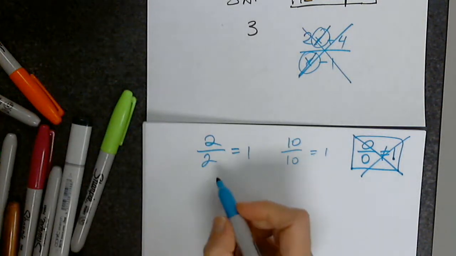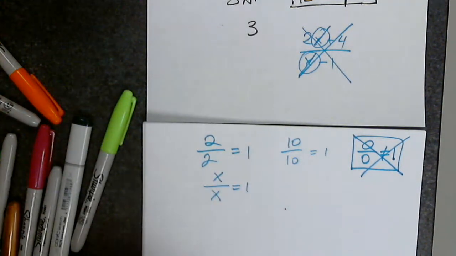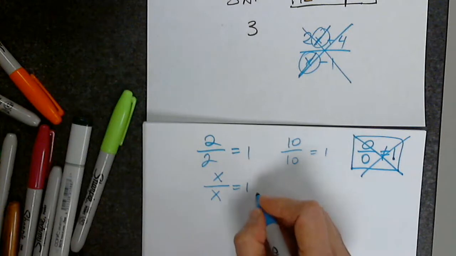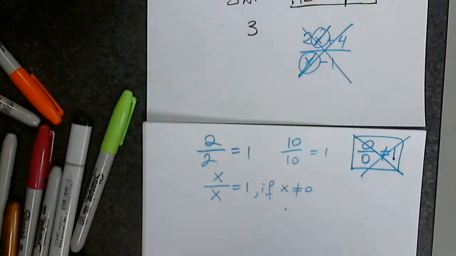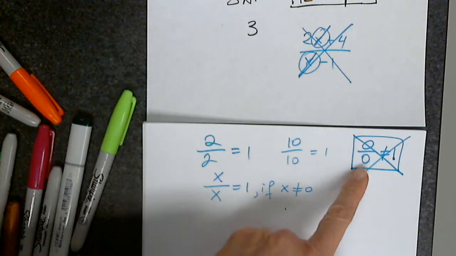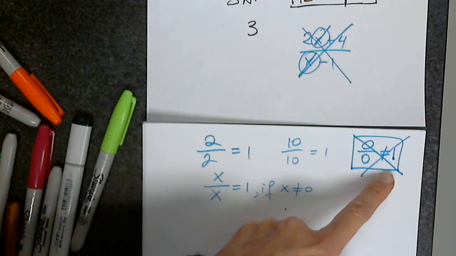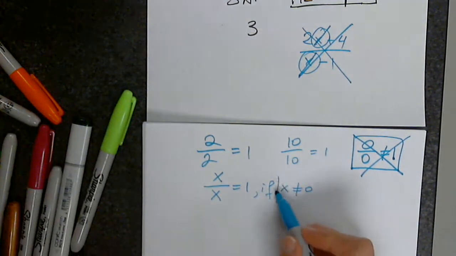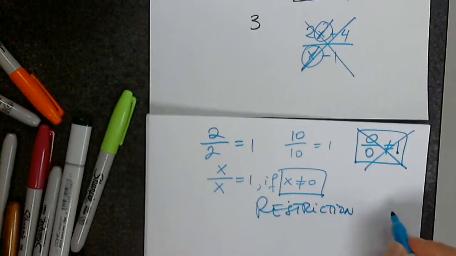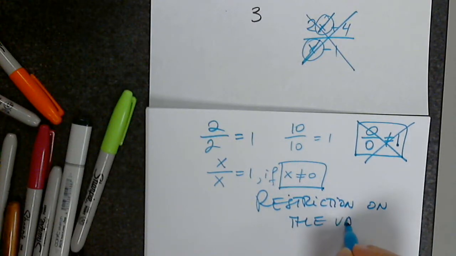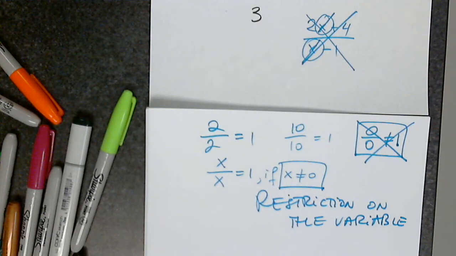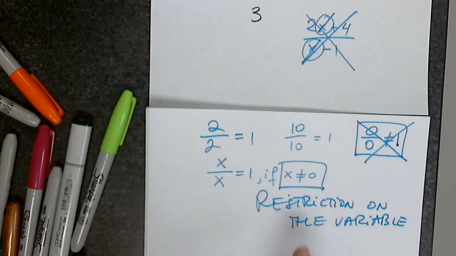So my question is now, can I say that x over x is 1? Exactly. If x does not equal 0. So x over x is 1 only if x is not 0, because we just discussed that 0 over 0 is not 1. So this is called a restriction on the variable. Meaning, x is restricted. It cannot be just anything. It can be anything except 0.